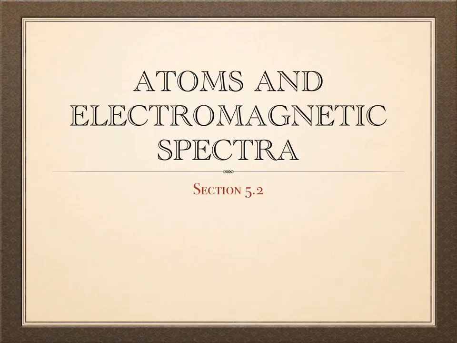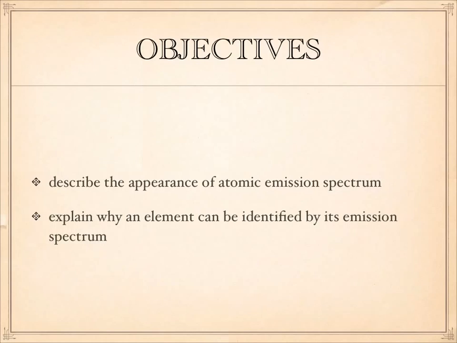Section 5.2, Atoms and Electromagnetic Spectra. Here's our objectives. Describe the appearance of atomic emission spectrum and explain why an element can be identified by that spectrum.